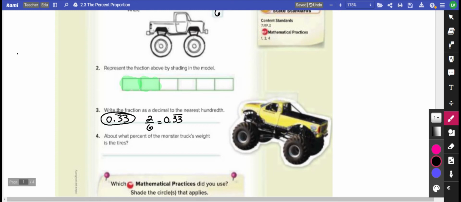Number 4. About what percent of the monster truck's weight is the tires? Well, if I take my 0.33 and I multiply it by 100, that gives me approximately 33%.